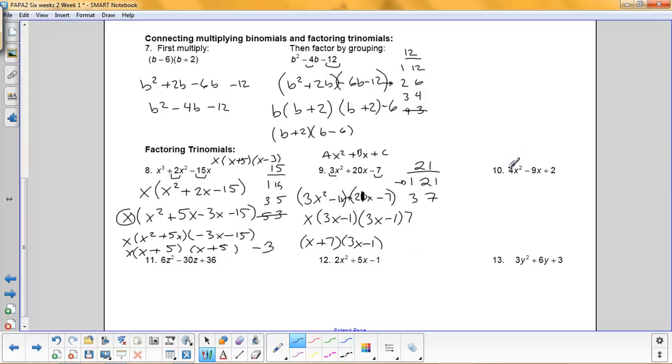Down here, the same thing again. We're going to multiply the two numbers together on the ends. That's a times c, and we get 8. All of the factors of 8 are 1 and 8, 2 and 4. Remember, once you repeat, you are done. Okay, so it's going to be 4x squared minus 1x minus 9x plus 2.